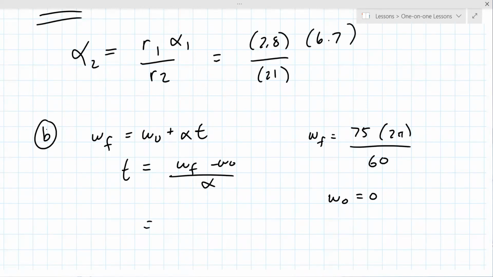Dang, you're not correct. The answer is around 10 seconds. Let me see if I can get this real quick. So it's 75 times 2 times pi over 60 divided by that number you just found, 2.8 times 6.7 divided by 21. So I got 8.8. Is that what you just said? I had 7.8. Try 8.8. Yes, 8.8 is correct.